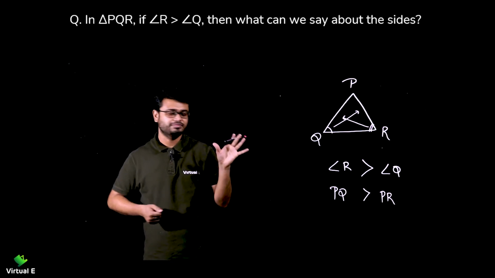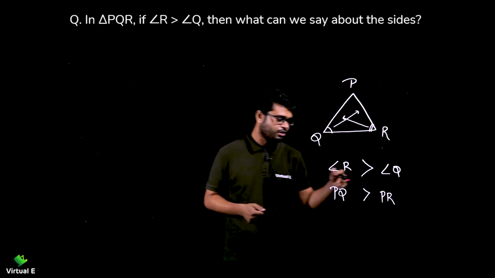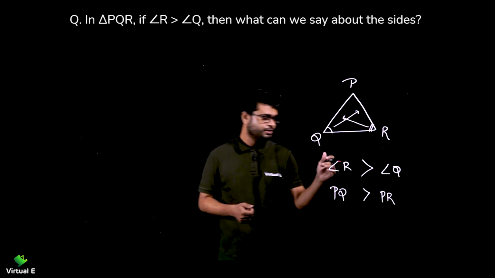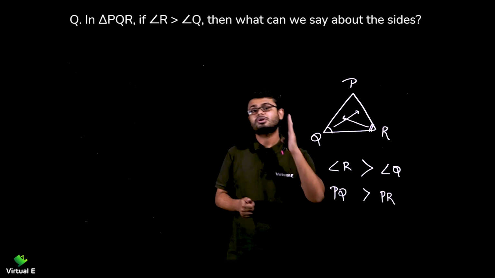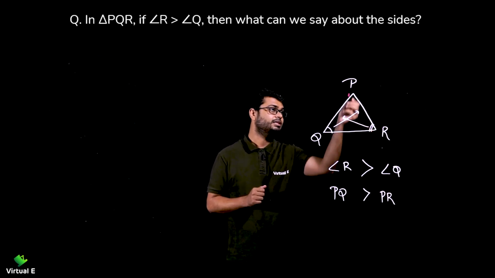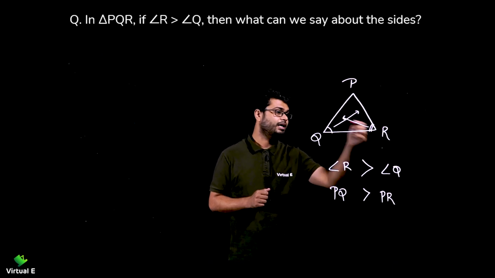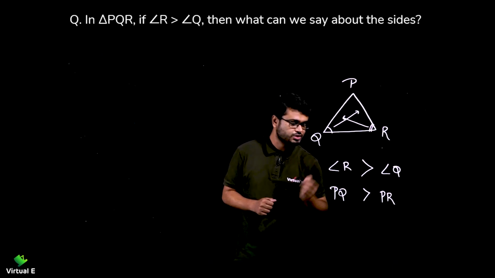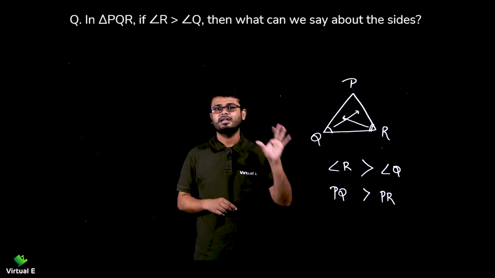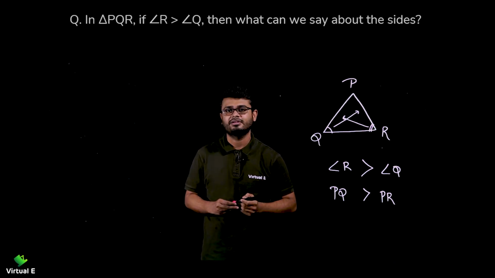This can be asked as an MCQ, right? What can we say about the sides? Very simple to do. You start with the angles, just make sure you select the opposite side properly. Don't get confused. R is there, so here PQ. Then angle Q is there, so PR. So this is how we can conclude any relation related to sides when the relation between angles is given.